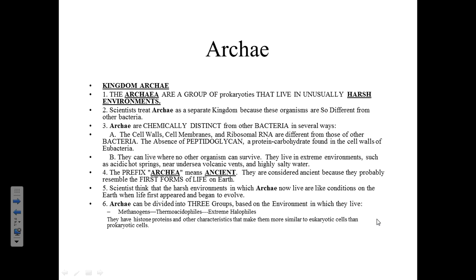A couple of things that make them different from bacteria. One, their cell walls don't have that peptidoglycan stuff that we mentioned earlier. It's made of completely different chemical. And actually, different archaea bacteria have different kinds of cell walls. They all have a cell wall, but it's made of different things.